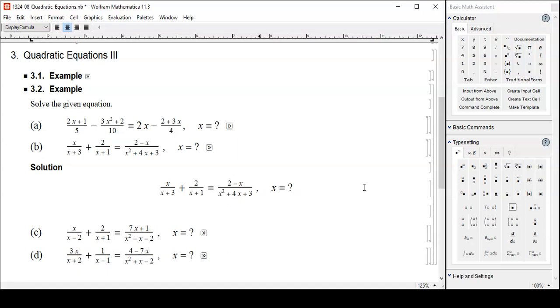Step 1, denominators. Step 2, parentheses. Step 3, like terms. And then how do you take care of all those denominators? Just multiply by the LCD. What's the LCD here?